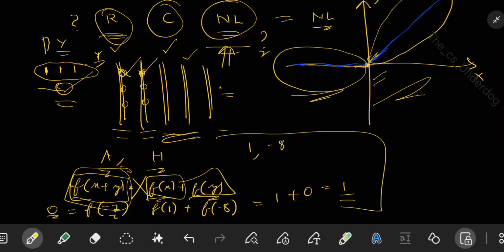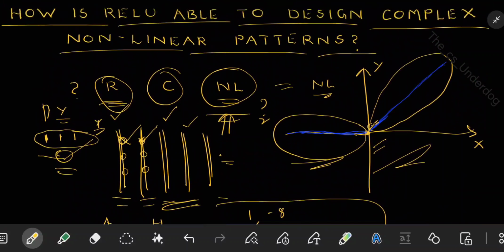But this part you don't need. No one is going to come and ask you. But this part is required: you should logically understand how it is able to design non-linear, complex patterns with this sort of very simple shape. Okay, so this is how ReLU is working.